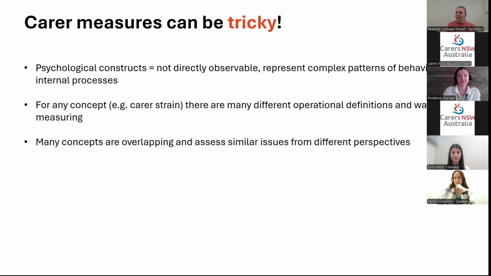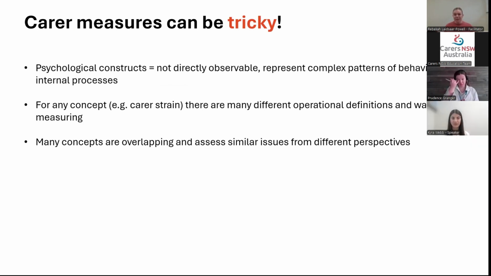So the other thing that's really important to acknowledge is that carer measures can be tricky. It can be really hard to know which one to choose at what point. Psychological constructs, broadly speaking, are really difficult to measure, because they're not directly observable and they represent really complex patterns of behaviors and internal processes.